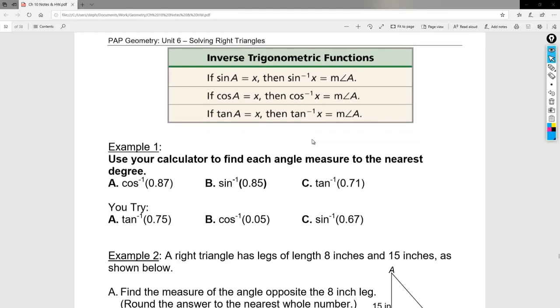So that would probably have to be its own operation in and of itself, and that's what we're going to find out. So what we're going to say is that if we have sine of A being x, then the inverse sine of x is going to be your angle A. Okay, so kind of thinking about opposites here.